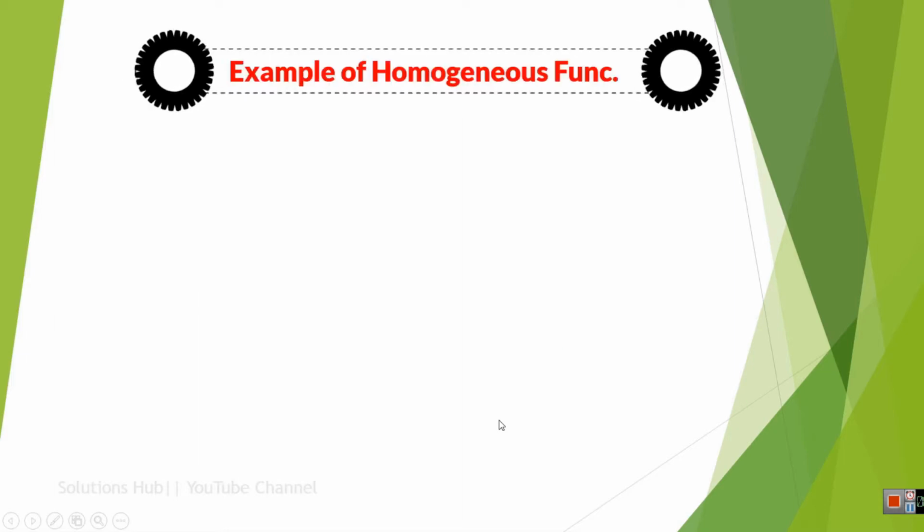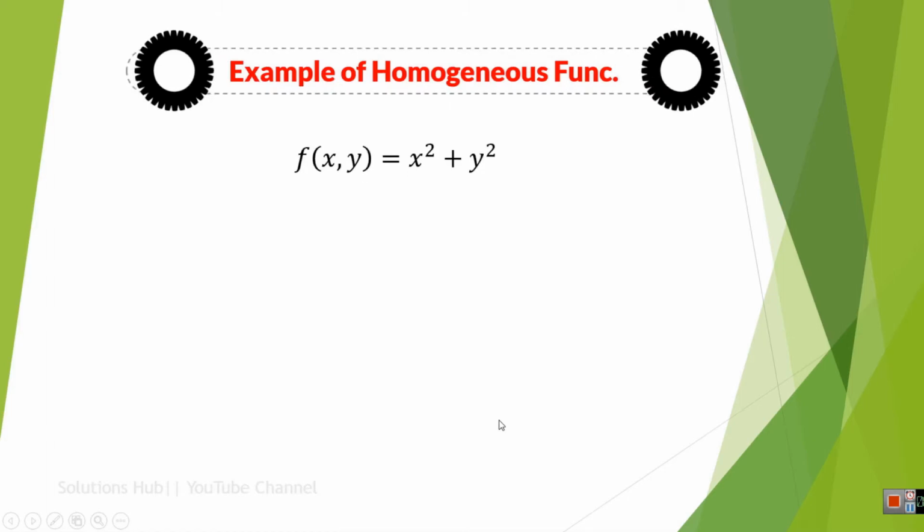Here is an example of a homogeneous function. Consider we have a function f of x, y, that is x square plus y square, and we have to check whether it is homogeneous or not. The very first step is to multiply z with the variables appearing on both sides of the equation. That is, we have to multiply z with each variable. And what is z? As in the last slide I told you, z is any non-zero real number.